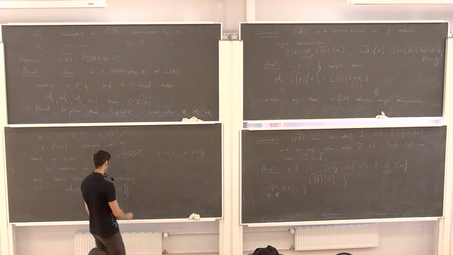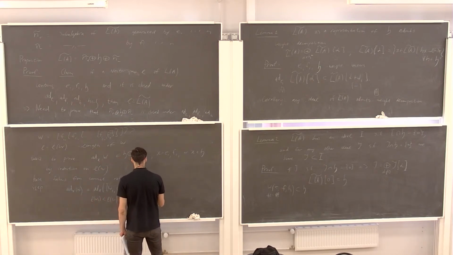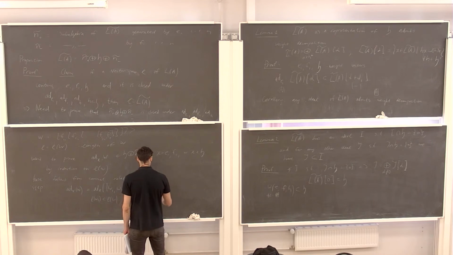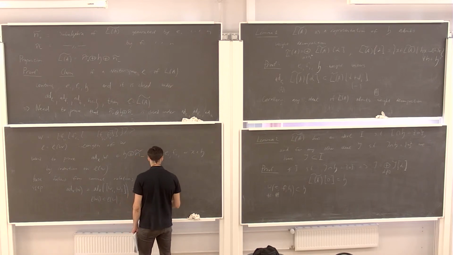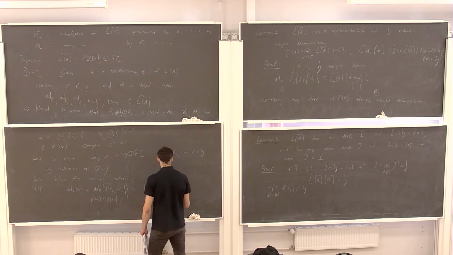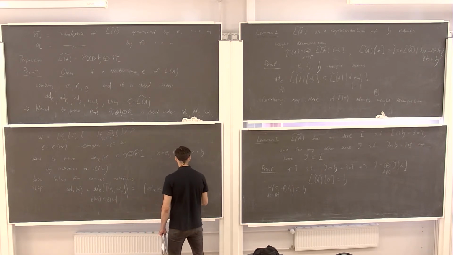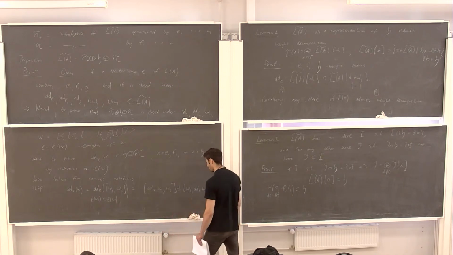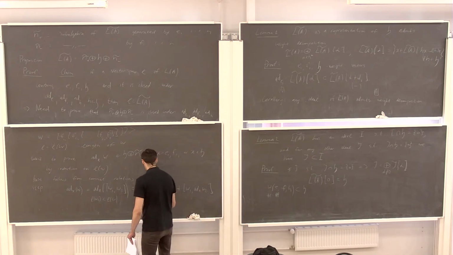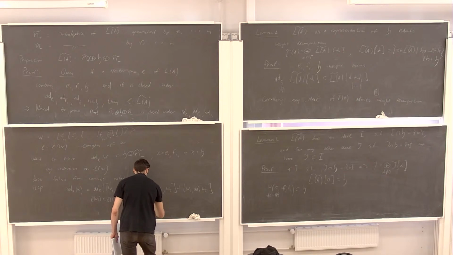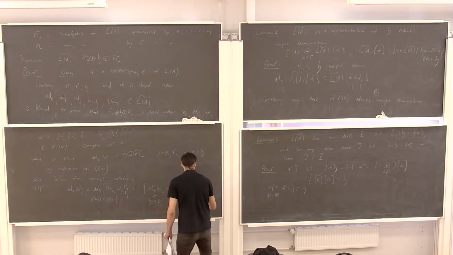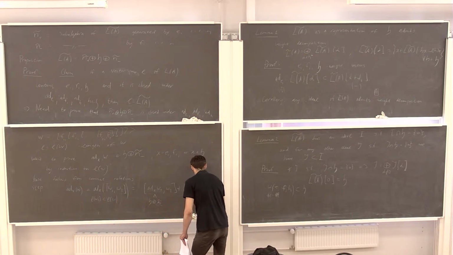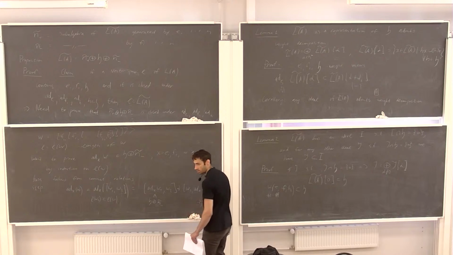Then I use the Jacobi identity, so it's ad x of [w1, w2], which is [ad x w1, w2] plus [w1, ad x w2]. So by the induction assumption, this is in h plus n minus tilde. This is in h plus n minus tilde.